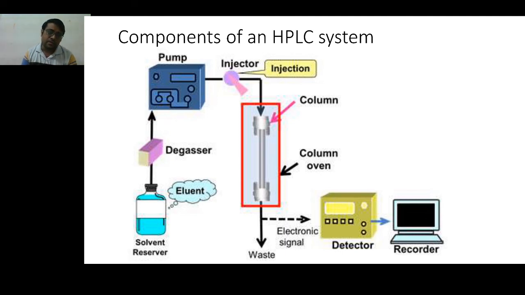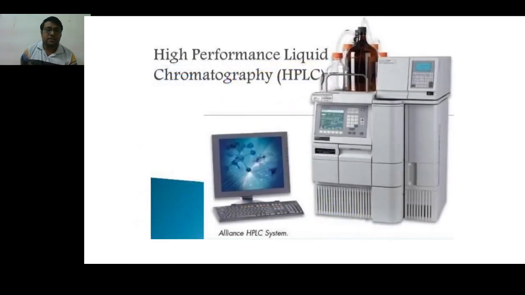These components or analytes coming out from the column at different times can be detected by the detectors. After detection, all the components are recorded in the system according to their time and wavelength. Now this is the HPLC system.